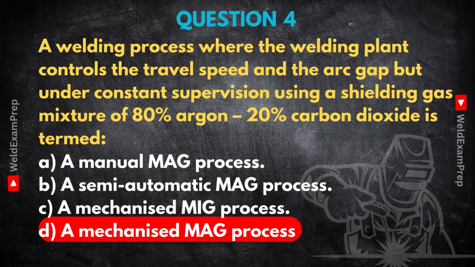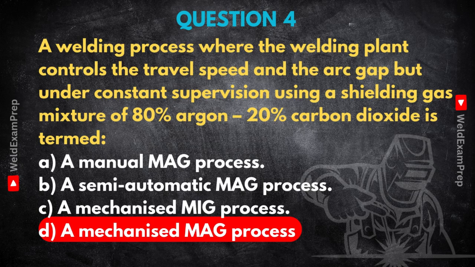First part. The welding plant controls the travel speed and the arc gap, but under constant supervision. The key phrase: welding plant controls. That immediately tells you it's mechanized. In mechanized welding, a machine handles those key things, speed and arc length, but an operator is still there, watching, supervising, maybe tweaking things. That's different from manual, where the welder controls everything by hand.